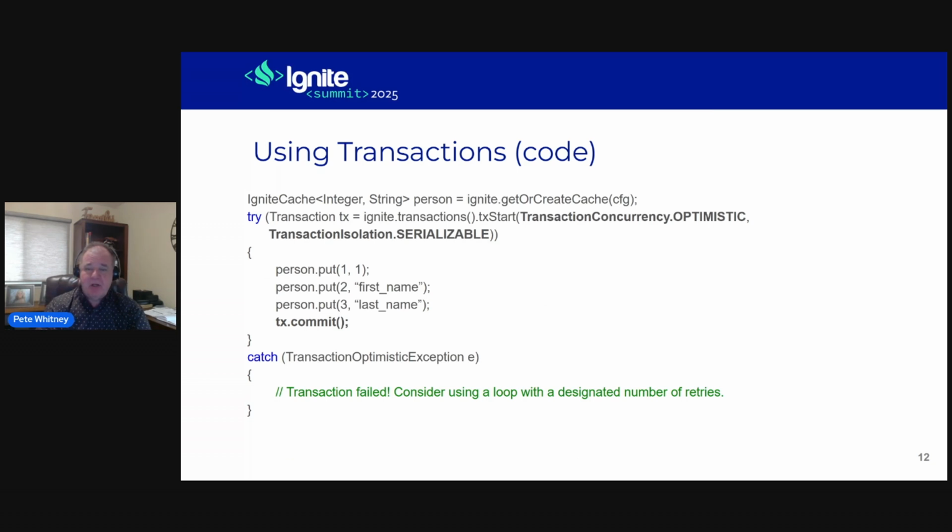Here's some example code that shows the use of transactions. In this instance, we're setting the transaction concurrency mode to optimistic and the transaction isolation mode to serializable. And we're creating a few entries and committing a transaction.